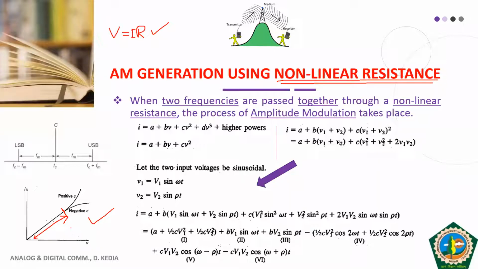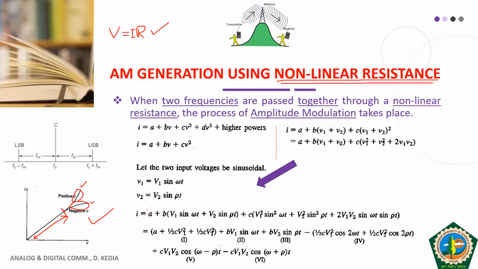Then after that linear region, depending on whether you have a positive or negative resistance coefficient, the corresponding curve is obtained. Fine. So here we are taking a non-linear resistance, so obviously we are talking about this curved region.